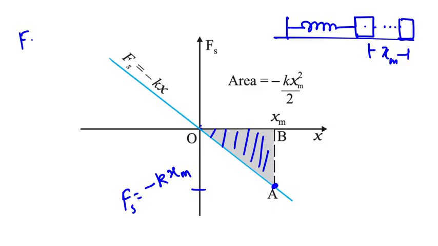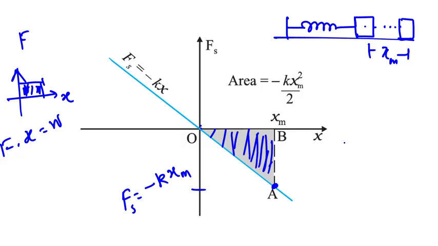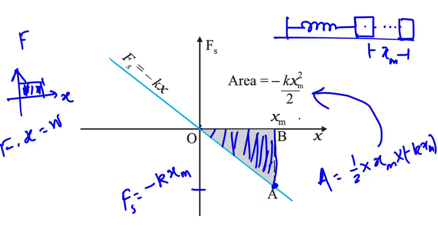If you have force on one axis and displacement on the other axis, the area under this graph gives you force times displacement, which is work done. In this particular case, the same thing is happening. So this area is 1/2 times base times perpendicular. Ultimately it is going to come out as minus kxm² by 2.